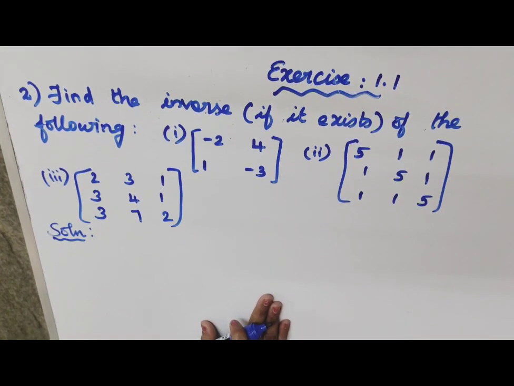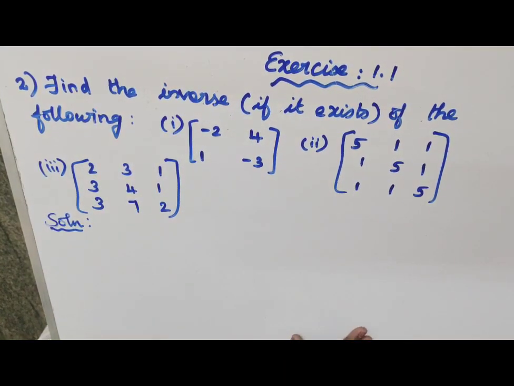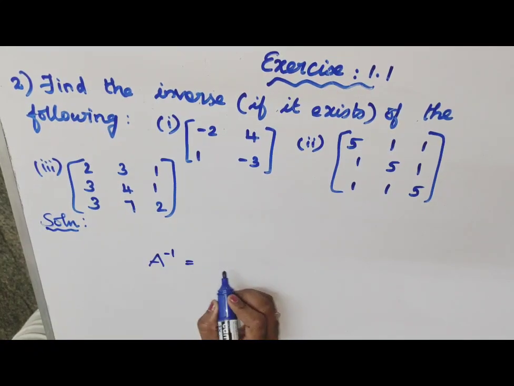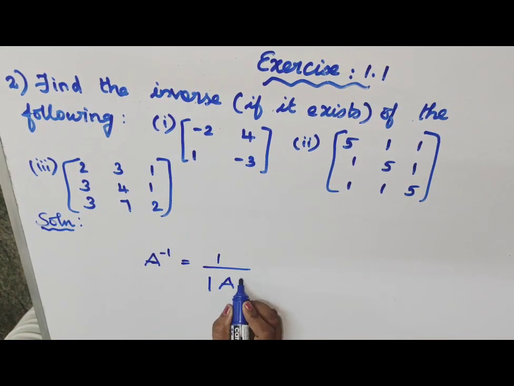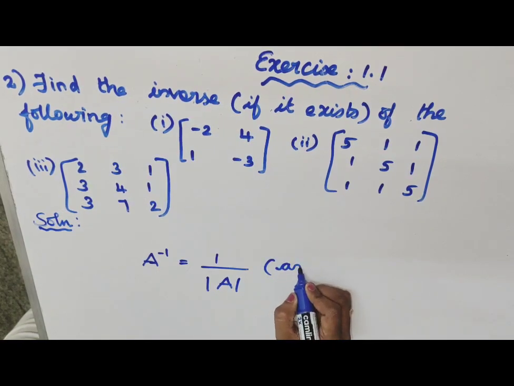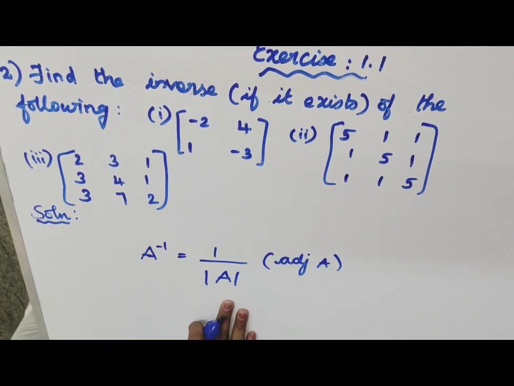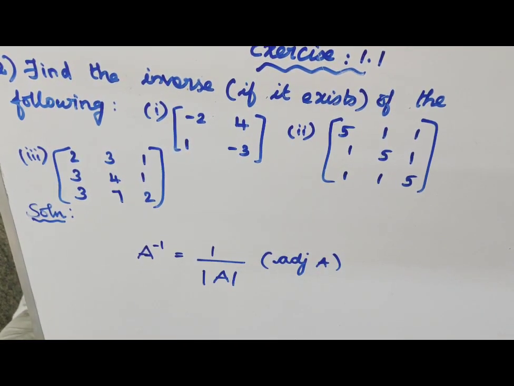In this video, we are going to find the inverse. Let us see what the formula for finding the inverse is. For example, for A inverse, the formula is 1 by determinant of A into adjoint A. We know how to find adjoint A, and we know how to find the determinant of A. With these two things we can find the A inverse.